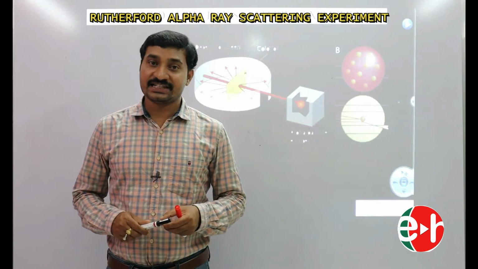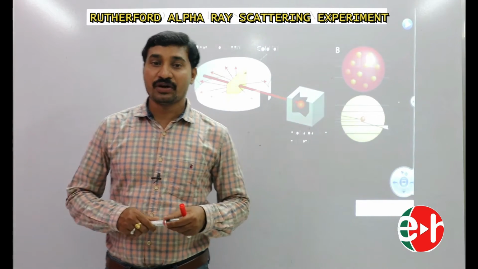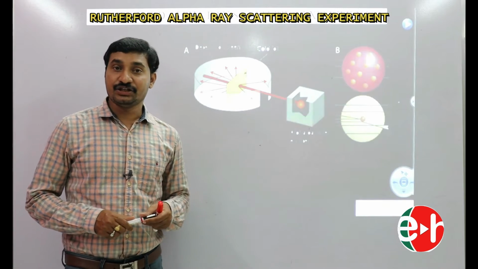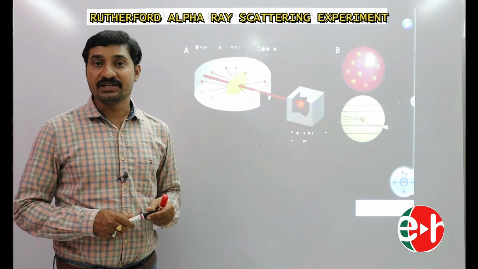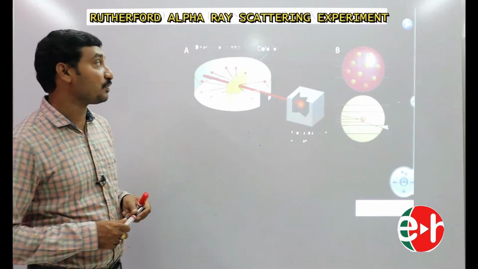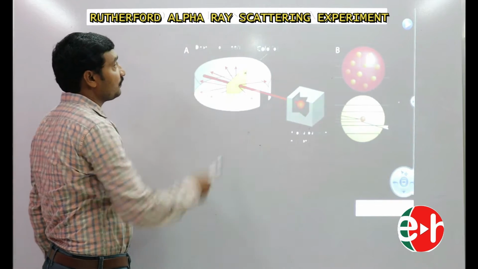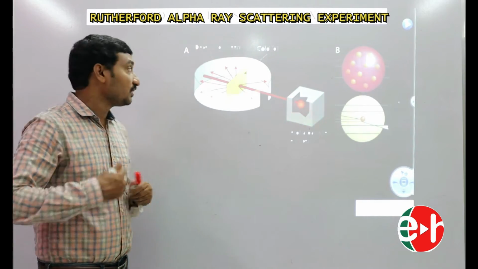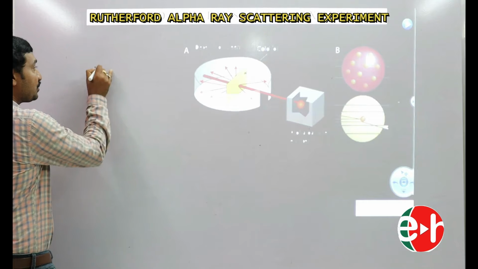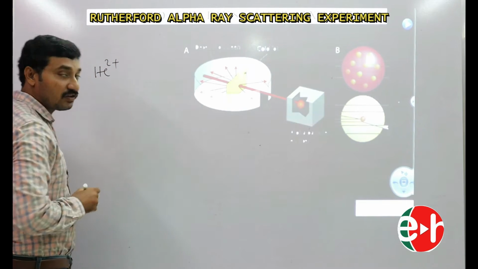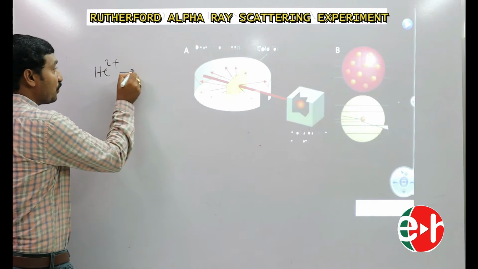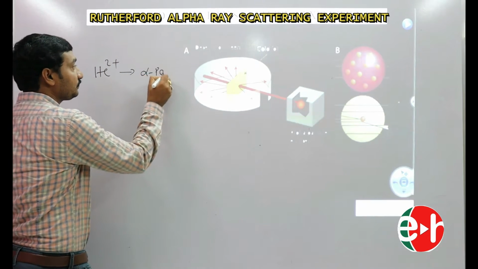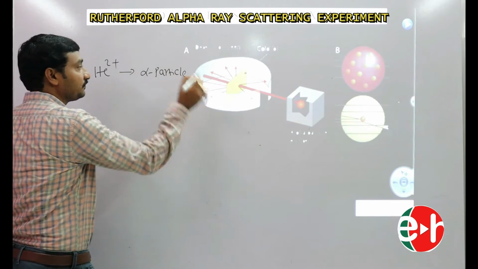Let us discuss the next atomic model, the Rutherford atomic model. Rutherford introduced his atomic model based on his alpha ray scattering experiment. You know alpha particle? What is an alpha particle? The helium plus 2 nucleus is known as an alpha particle. This is a positively charged particle.